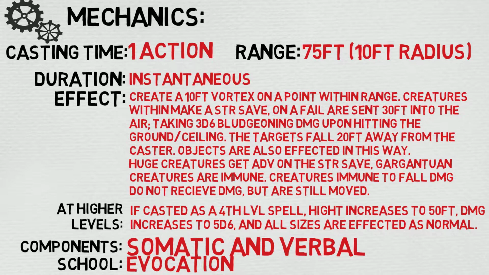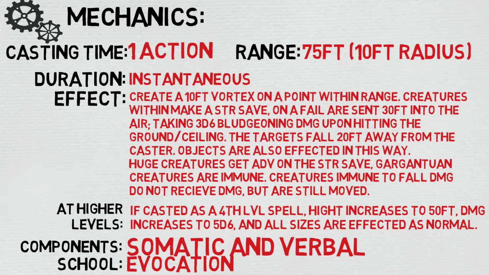Creatures immune to fall damage do not receive damage, but they are still moved if they are affected by the spell. Alternatively, you can cast the spell at a higher level. If it is cast as a 4th level spell, the height increases to 50 foot, which in turn increases the damage to 5d6. As well as this, large and gargantuan creatures are no longer immune to the spell's effects.